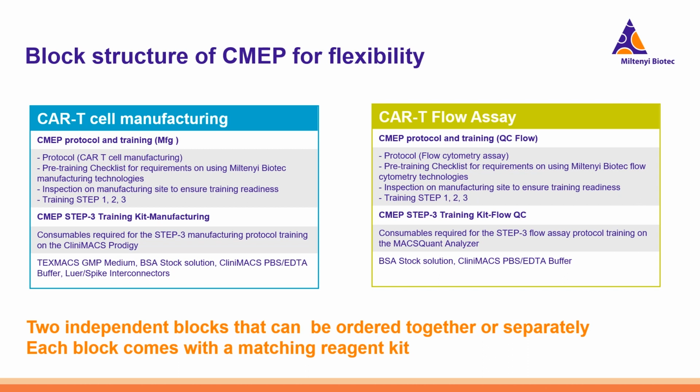One is for the CAR T cell manufacturing, which consists of a protocol and training, and a training kit, meaning that once the training is booked, the site also receives a kit containing all the reagents, chemicals, and consumables that will be required in the training. And separately from that, a flow assay package can be booked, which then has the protocol and the training for the QC flow part, as well as a separate training kit, which contains all the consumables required for the flow training.